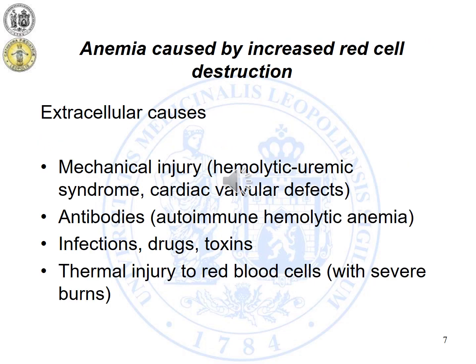Decreased production of red blood cells is followed by increased red cell destruction. These can be extracellular causes like hemolytic uremic syndrome, or cardiac valvular defects resulting in mechanical injury. It can be autoimmune conditions, including autoimmune hemolytic anemia, which can be seen in systemic lupus erythematosus or another inflammatory connective tissue disease. Infections, drugs, toxins: you see that red blood cells are very vulnerable to everything. It can also be thermal injury with severe burns.